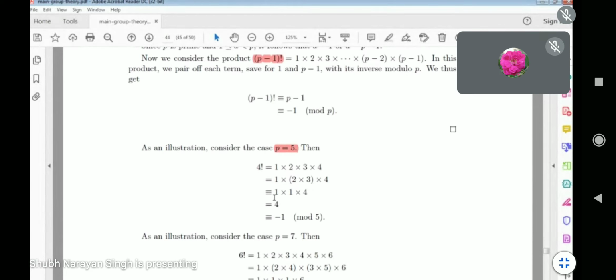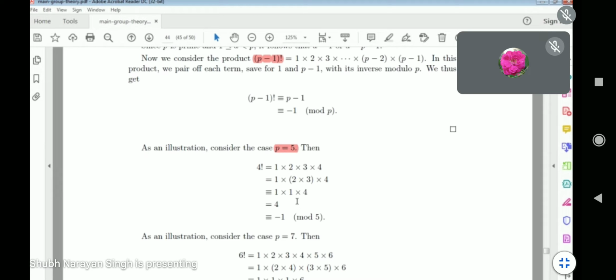This is the congruent symbol, not equal. See the difference between these symbols. This is equality, and this is the congruent symbol. Either I write modulo 5, it doesn't matter. So this is equal to 1 into modulo 4. This 4 is coming just.